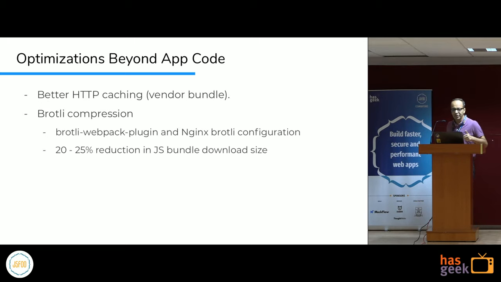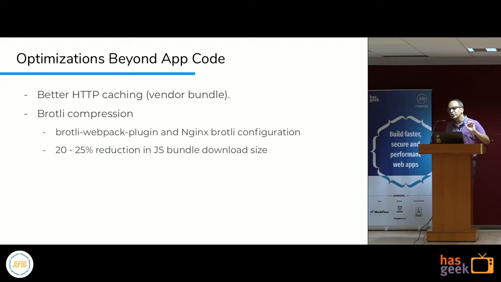Okay, so beyond app code, a couple of things. I'll walk through these quickly. One is improved HTTP caching. It was interesting: we had our HTTP cache header expiry at around a month because we pushed to production every fortnight. So we thought, okay, we would be pushing to prod every fortnight, so we don't need stuff to be there for more than a month.